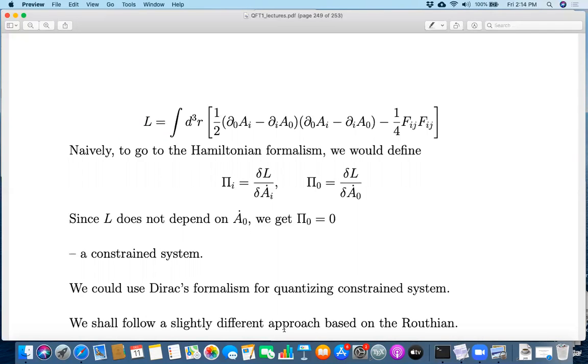And this different approach that I'll be using is based on what is called the Routhian.